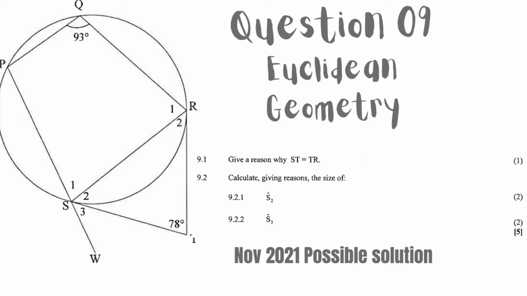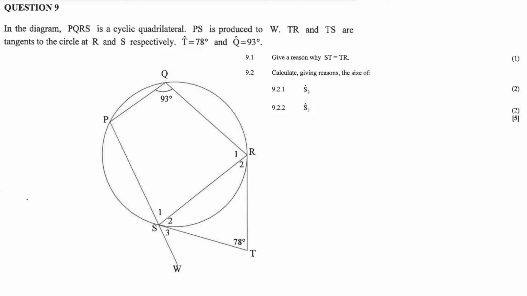We are still continuing with our mathematics paper 2 revision, and we are going to do our question 9, which is our Euclidean geometry. Question 9. In the diagram, PQRS is a cyclic quadrilateral. We can see it in the diagram, right? We are given that PS is produced to W, and TR and TS are tangent to the circle at R and S respectively. We're given angle T is equal to 78 degrees, angle Q is equal to 93 degrees. 9.1, give a reason why ST is equal to TR.